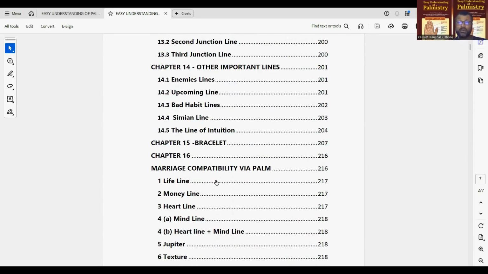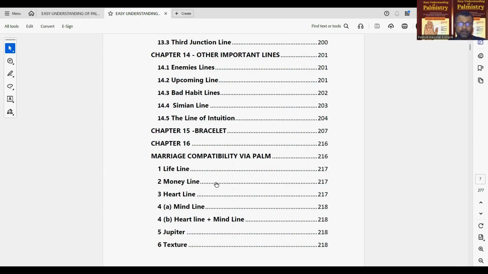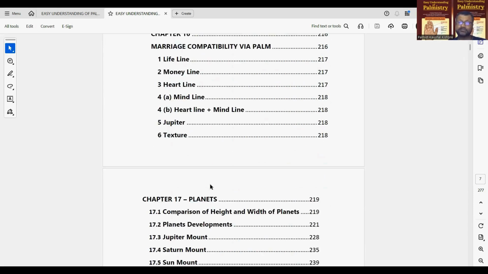Then I have covered one more topic, marriage compatibility via palm, for which my second book is being written. It can come at any point of time, where I have mentioned the 6 points we have to see when you have to match the palm of bride and groom. Like the Kundali, where we do the 36 gunas matching. In marriage compatibility via palm, we also match whether they both are fit to complement each other or not. If not, then marriage would be challenging.